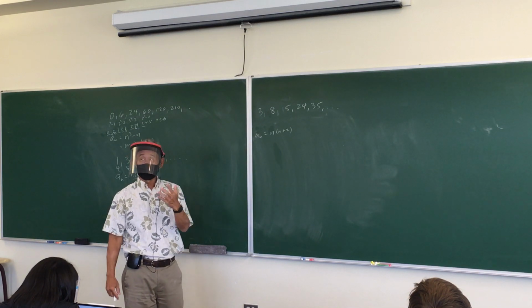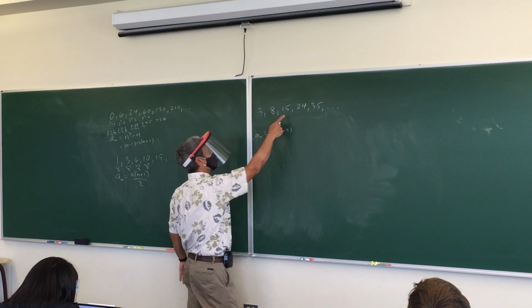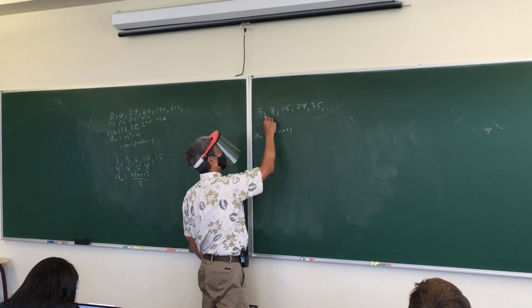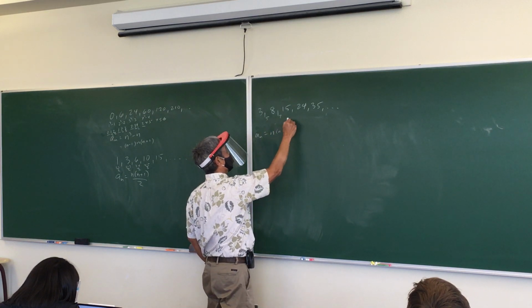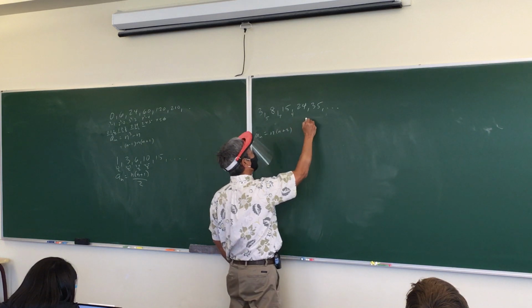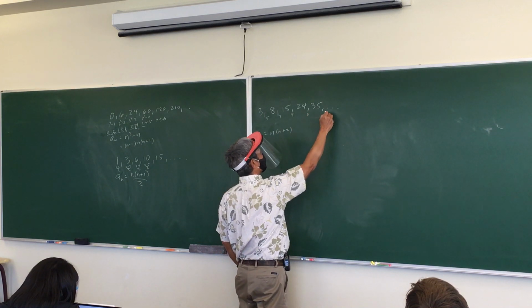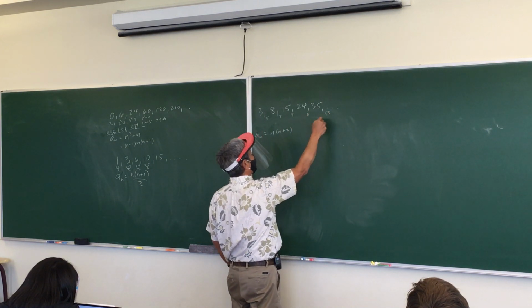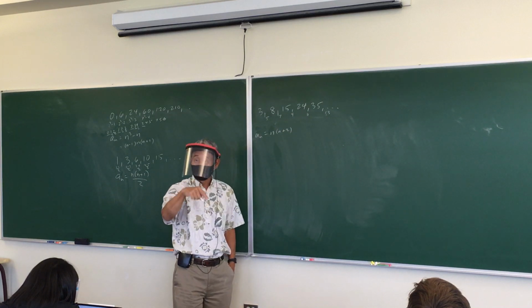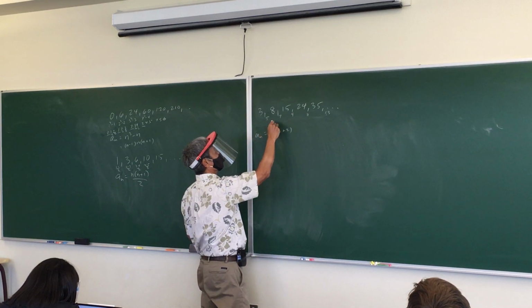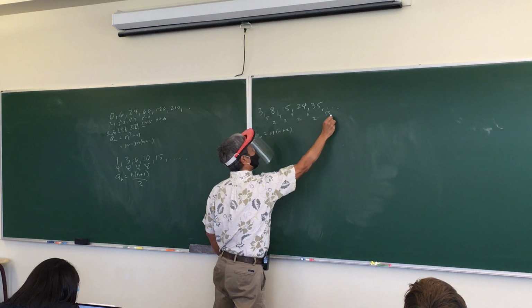So what you do is you look at the differences. What are the differences of these numbers? 5, 7, 9, 11, and the next one would be 13, right? Now look at the difference of the differences. 2, 2, 2, 2, 2.